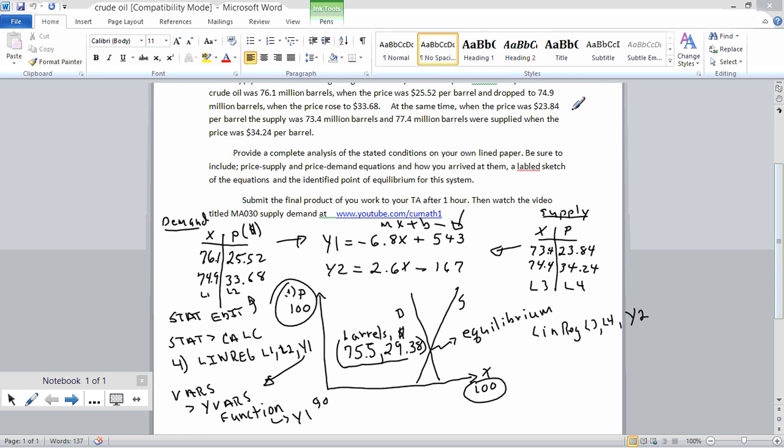So we're applying the math to an economics problem, and we'll be doing more of these applications next week in a number of different areas of study, and we'll see you then.